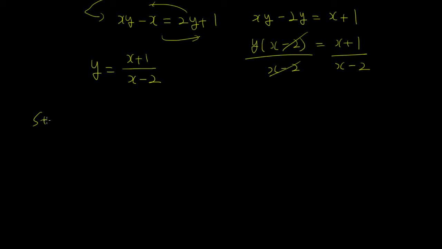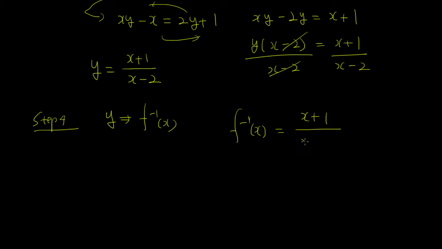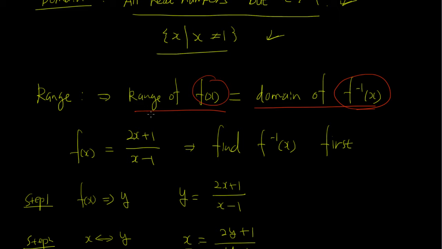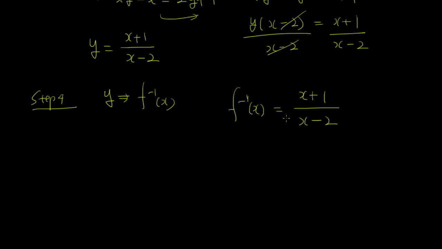Now step 4. Let y become the inverse of x. So the inverse function of this would be (x + 1) over (x - 2). Now, remember what we need to find is the range of the original function. We know the range of the original function is the same as the domain of the inverse function. So we just found the inverse function. What's the domain of this?